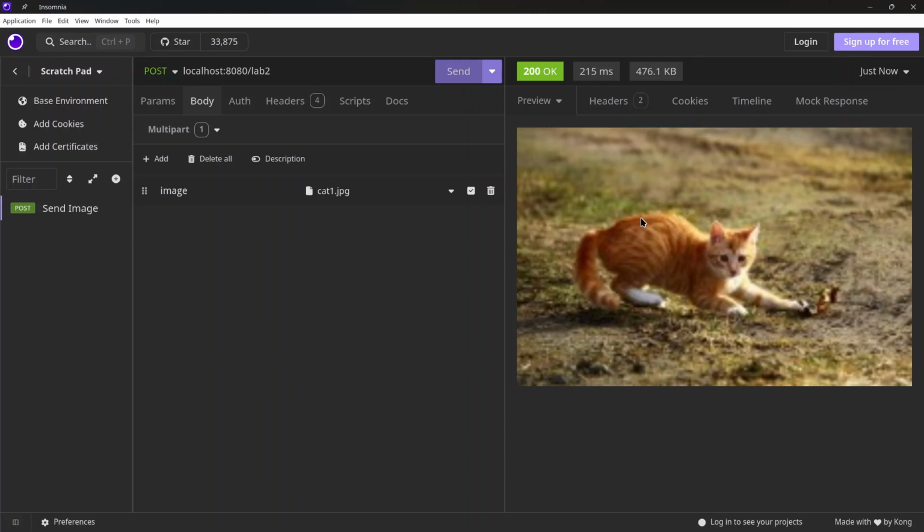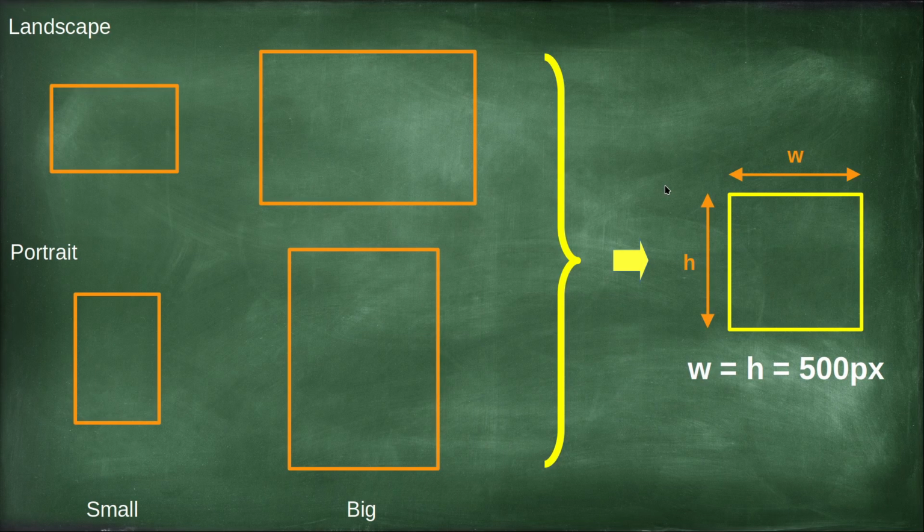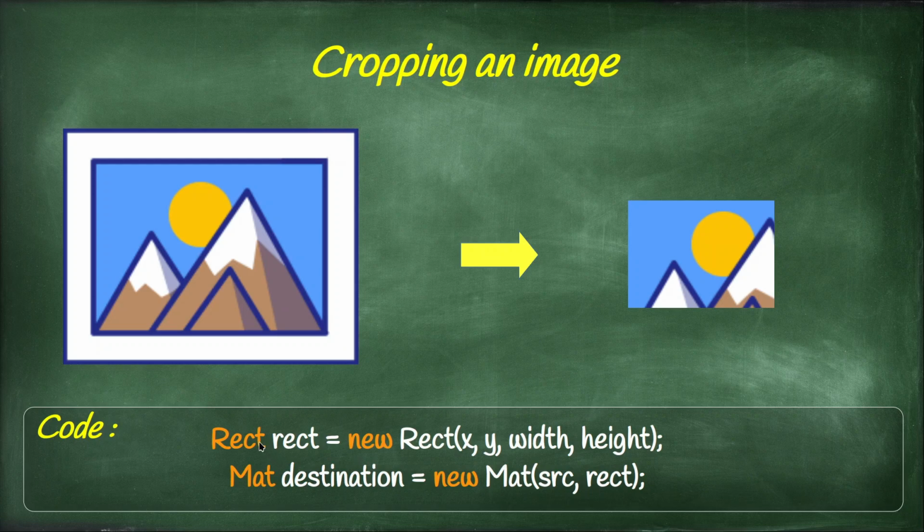For my case, I want to have square images. For this lab, I want to have an image as a square, whether the image is landscape or portrait, small or big. For now, I resized my images to have the smallest side as 500 pixels. To crop the image, we can use this line of code. First of all, we create a rect object by creating new Rectangle with x, y, and the desired width and height. X, y are the coordinates where we start cropping. After that, we simply create a new matrix with the source and this rectangle, like we are extracting a rectangle from our image.